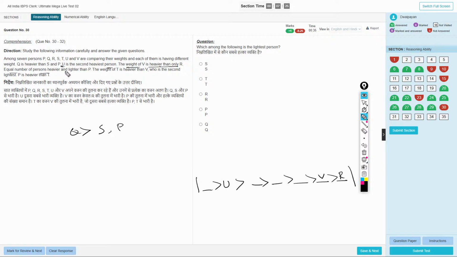R: an equal number of persons are heavier and lighter than P. So P, so Q here or here. The weight of T is heavier than V, definitely. V is second lightest. Then I got Q, and so S definitely here and Q here. The lightest is R. Heaviest is Q.